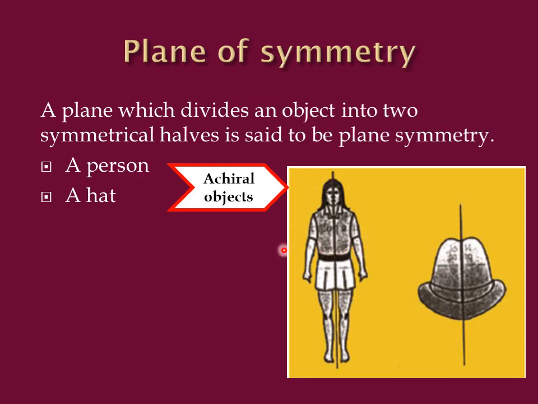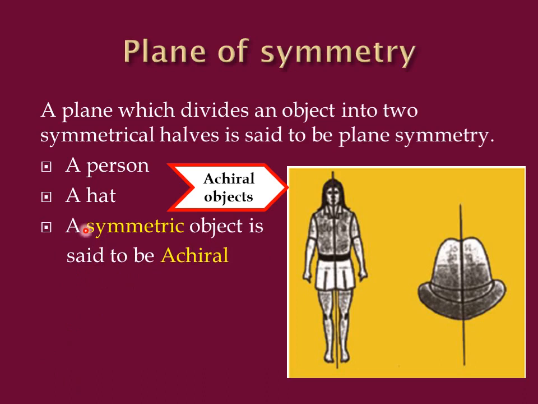Such an object that can be divided into two identical halves by passing a plane is called an achiral object. Similarly, you can observe this phenomenon in this hat. If we are going to pass a plane from here, we can divide this hat into two equal halves. That is why it is also an achiral object. A symmetric object is said to be achiral.